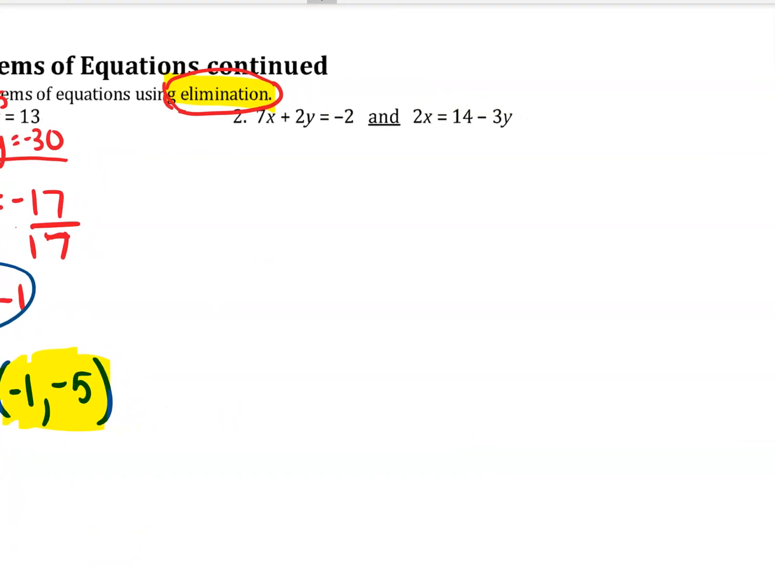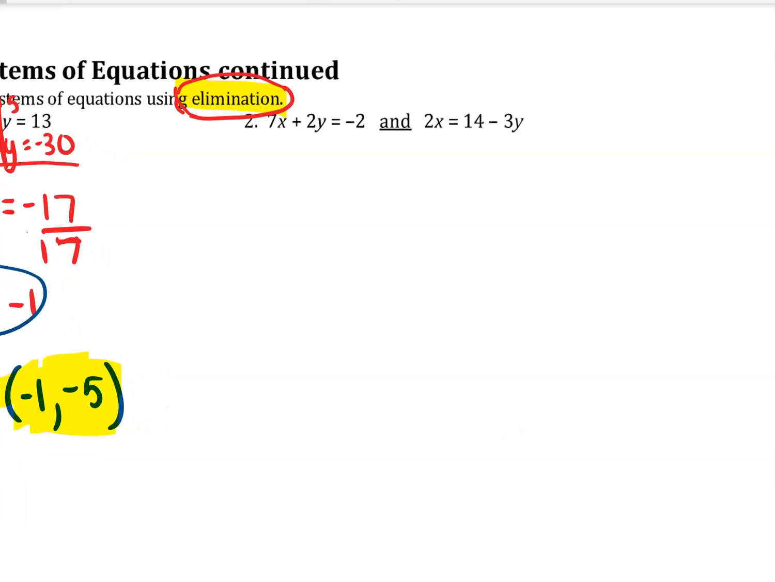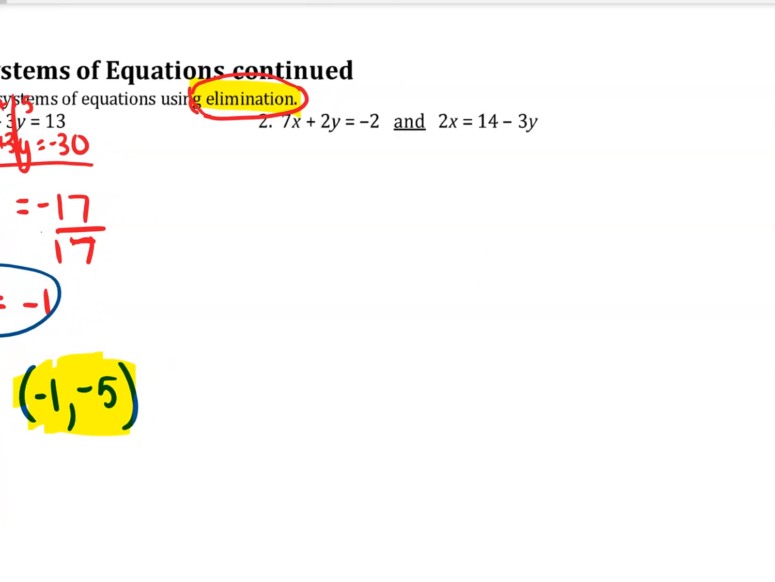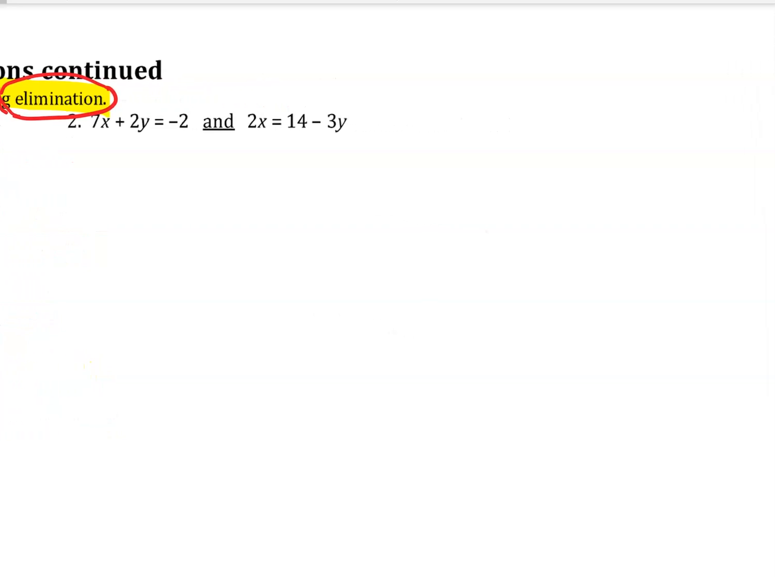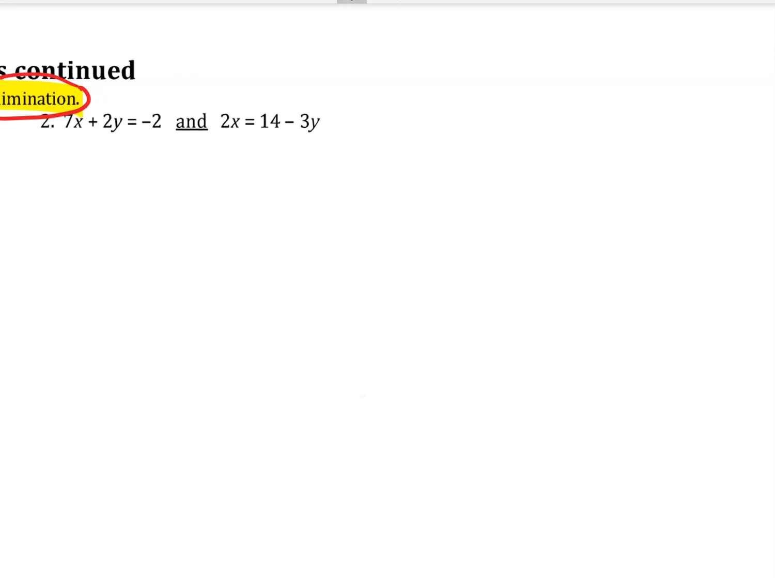All right, moving on. The first step when we're doing elimination, I'm actually going to write out the steps. First step is to get them both in standard form. Really, they just need to be in the same form, but standard form is the preferred form. So that's step 1. This one's in standard form. Ax plus by equals c.